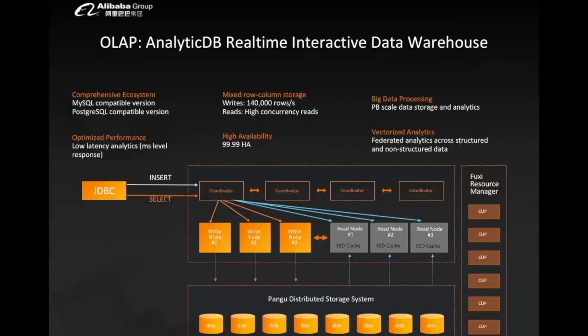And this is the architecture which allows us to provide optimized performance with low latency. So usually you can get the results back in a matter of milliseconds or seconds. And you can certainly issue queries in a high concurrency mode. You have a lot of users issuing queries to the same ADB backend. It's fully capable of handling up to 140,000 rows per second in terms of writes, and you can expect a millisecond to second level response time. And this is a PB scale data storage and data analytics product.